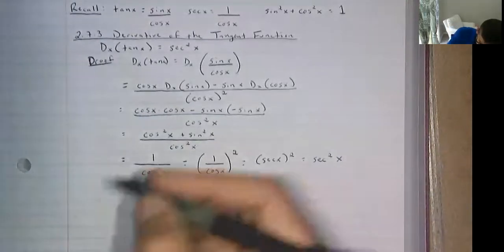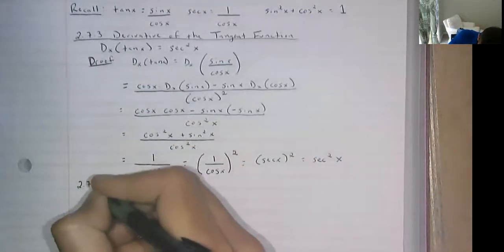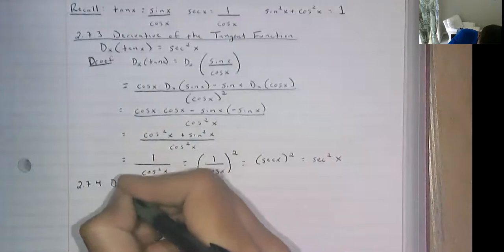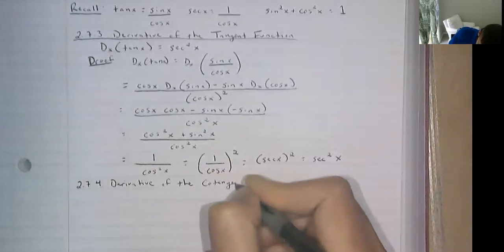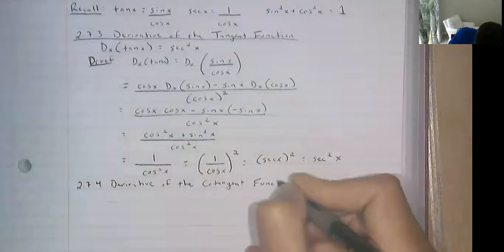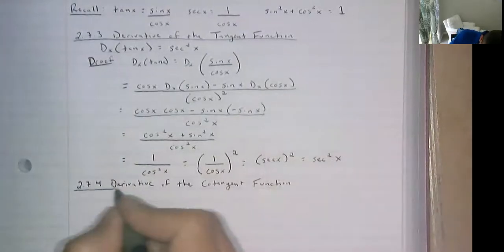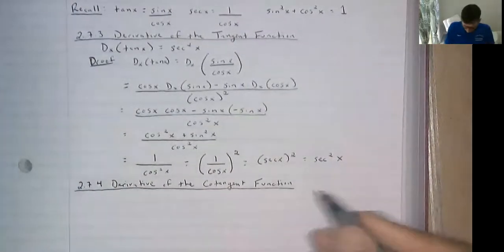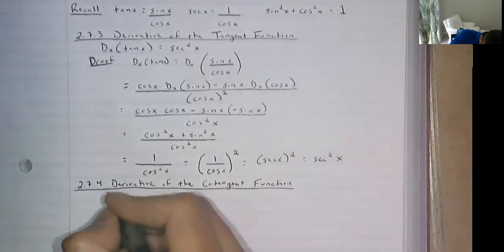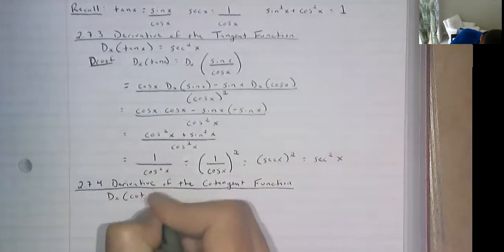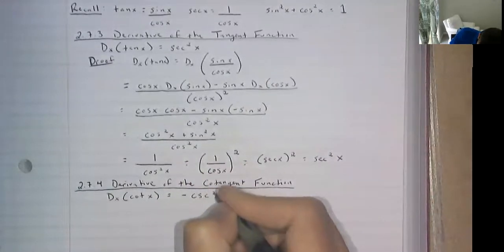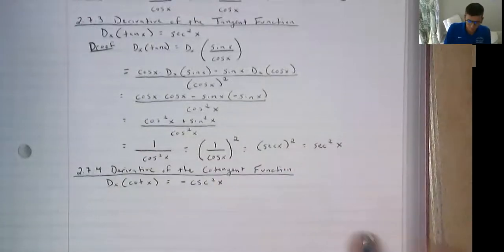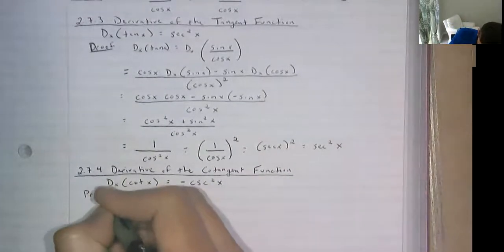And the something different that you're going to come up with is laid out in 2.7.4, the derivative of the cotangent function. And so d/dx of the cotangent of x is equal to the negative cosecant squared x. The proof you're going to do in example for exercise 1.